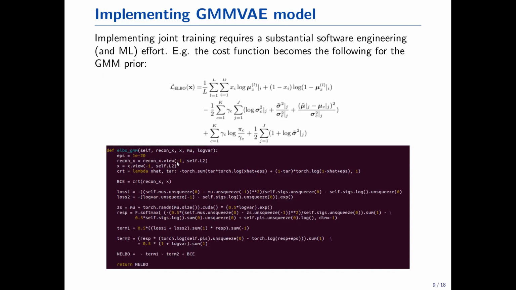But the problem with this approach is it requires substantial effort to implement this model. First of all, we need to come up with an architecture which enables us to derive a joint training objective. And once we derive it, we need to code it. And in Python, this is what you need to do to implement such a joint training objective.